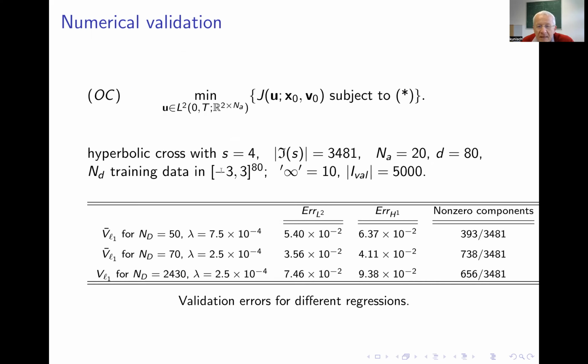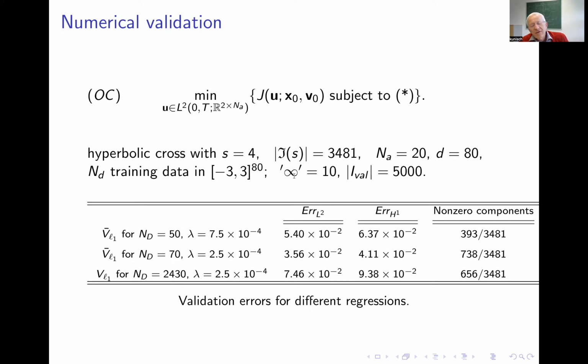Now to the numbers. Okay, the numbers, we use the hyperbolic cross with degree 4. This makes the cardinality of the index at 3,500. We had 20 agents, I said. The dimension of the ODE system is 80 now. Now, with how many initial conditions do we train? We trained in the box -33 by 80 with training data, 50, 70, or 2,500. This is part of this slide of this data here.